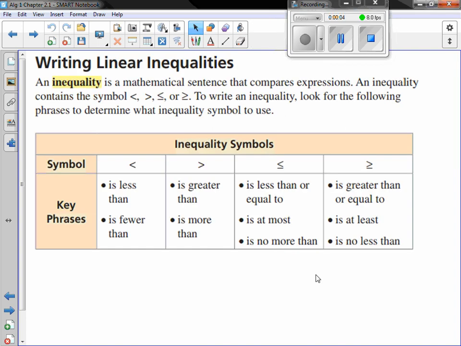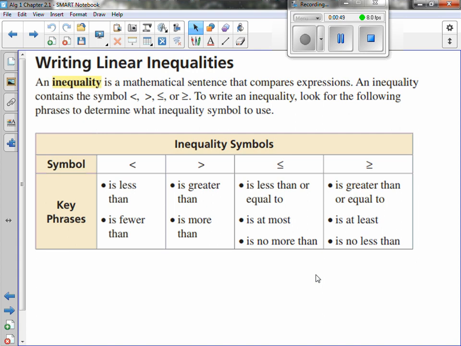There are four inequality symbols. We have greater than, less than, greater than or equal to, and less than or equal to. And these are our four main inequality symbols.